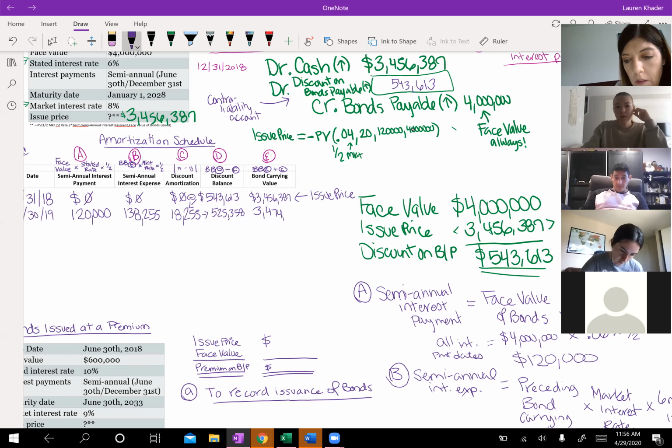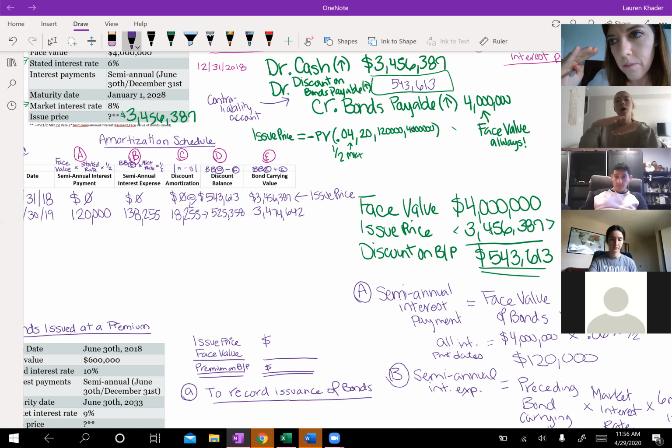So when it says beginning balance, it wants you to continue to reference the balance from the issue date? No, reference the balance that's right above it. Okay, got it. That's why I said it was hard to do it with the formula at the top. It's the balance above. Okay.